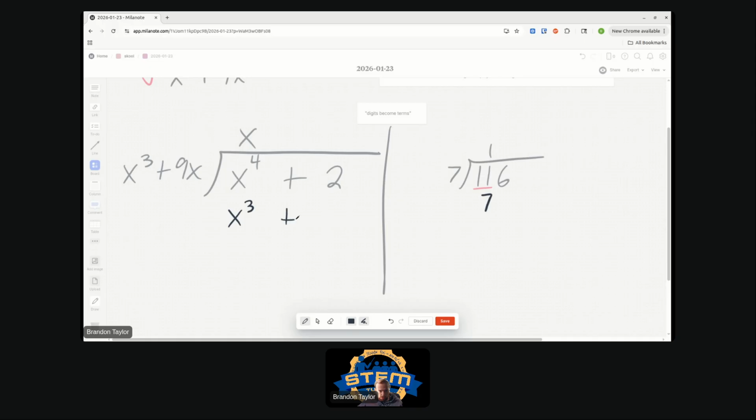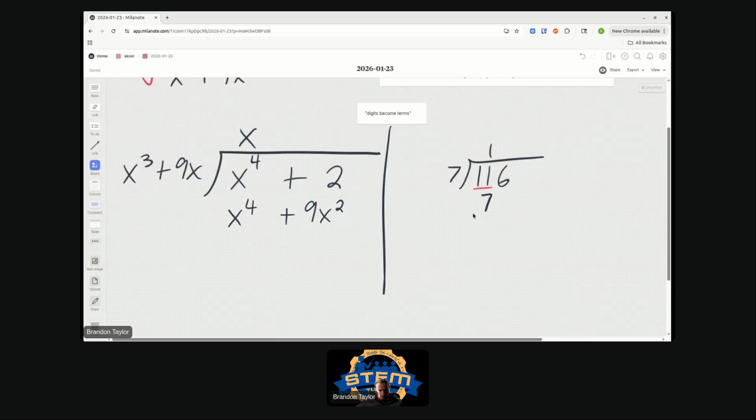What would we get? We would get x to the fourth, if we multiply that by x. Just take this whole thing, x cubed plus 9x squared, multiplied by x, so x to the fourth plus 9x squared. That's logically equivalent to the 7 here. It's just take the quotient, multiply by the divisor. It's a polynomial, obviously, not a number, so it's more complicated, but there's an analogy between everything you already know how to do. That's my point.